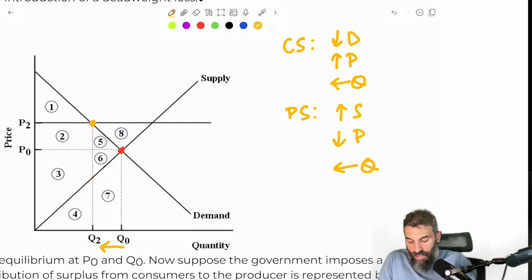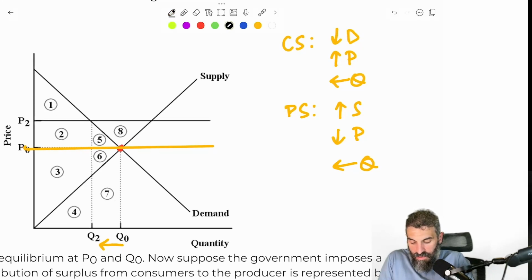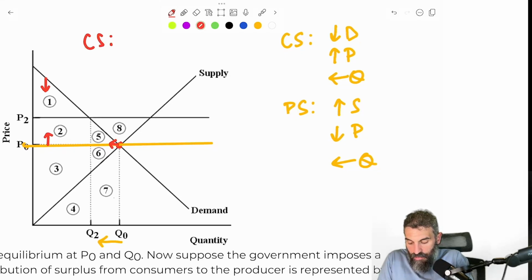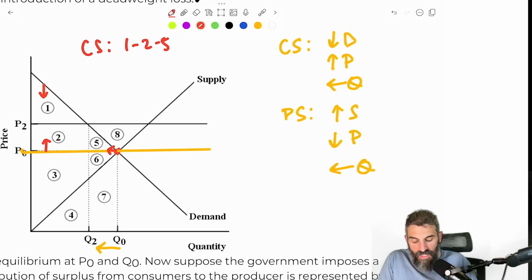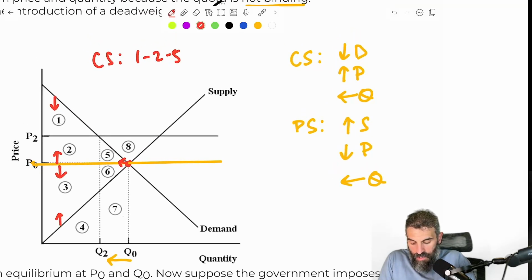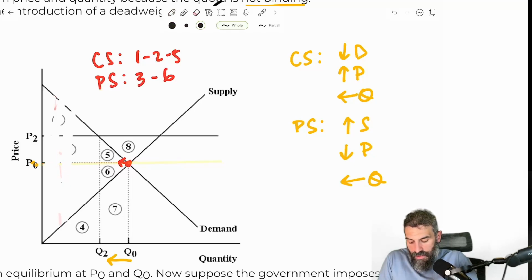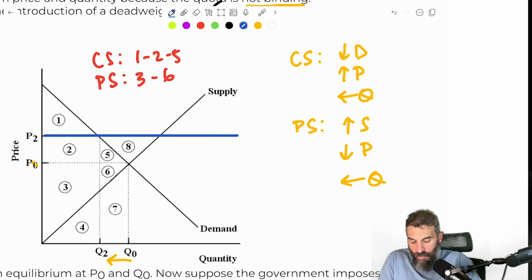So if I backtrack here and I go to my equilibrium, at equilibrium, which is right here, you're basically splitting this triangle in half. Okay, so look, below demand, above price, left of quantity. Consumer surplus at equilibrium would be 1, 2, and 5. And for producer surplus, it would be above supply, below price, left of quantity. So producer surplus at equilibrium would be 3 and 6. You have to know that, right? Now, the government comes in and says, we're going to mess with this. We're going to impose a floor at P2. So let's see what happens.